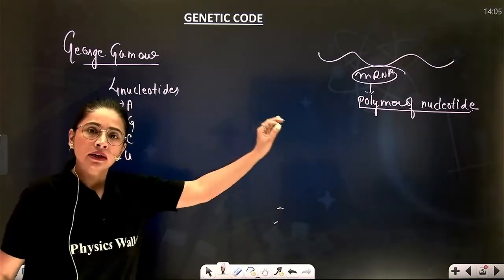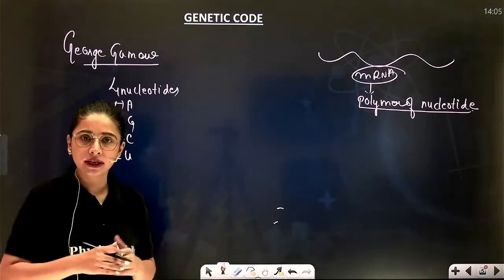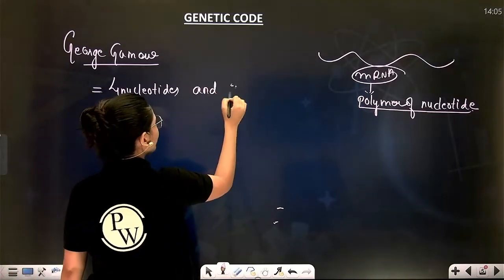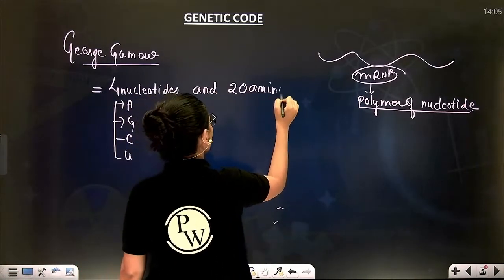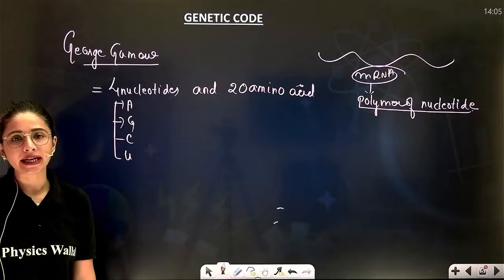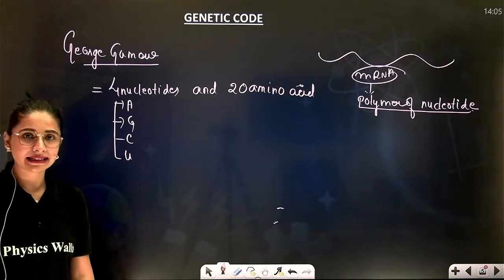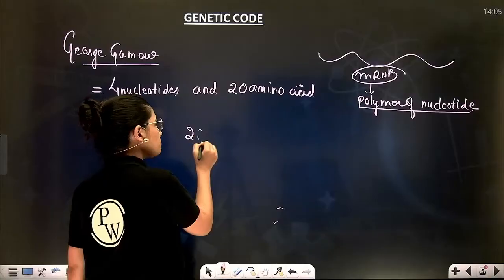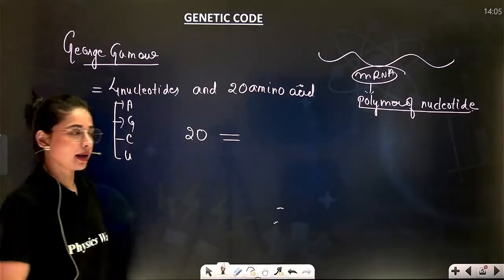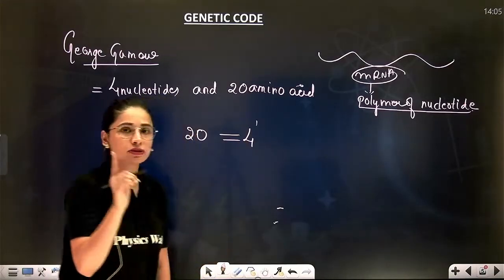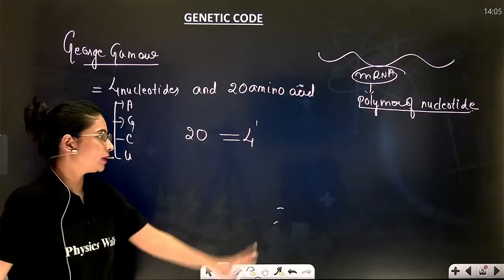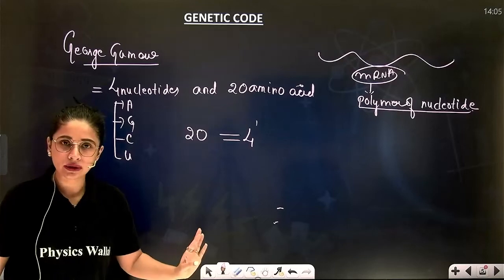Now, how many amino acids are there that need to be coded for protein synthesis? 4 nucleotides are there, and 20 amino acids need to be coded. So automatically George Gamow used the combination and permutation method. He said that for coding 20 amino acids, the combination of these nucleotides on mRNA, suppose if it is 1, that means 1 nucleotide is coding for 1 amino acid, then only 4 amino acids could have been coded. 4 into 1 is 4 only, right?